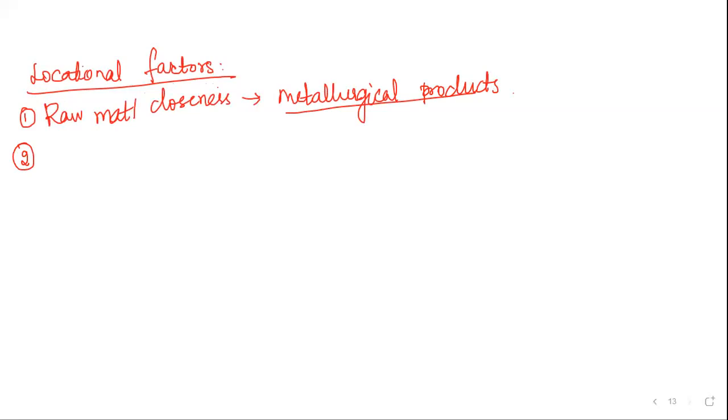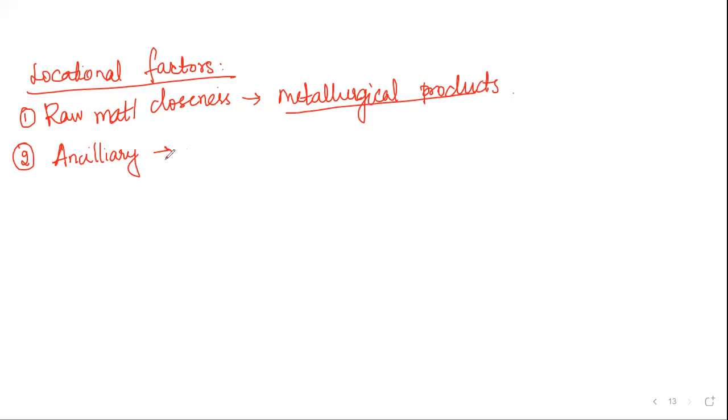The second thing is I need certain ancillary industries in the form of rubber tires, glasses for my windows, plastic, some of the electronics that I see in front of my screen. So these are my ancillary industries, and it is beneficial if I locate my industry closer to these ancillary industries.